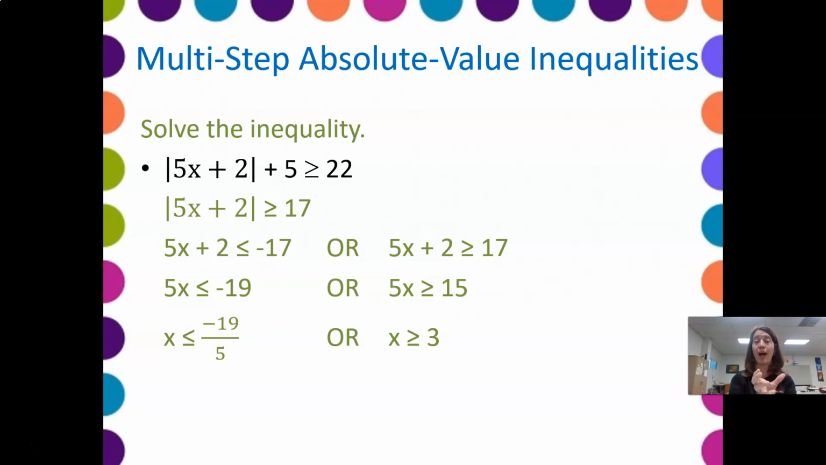If your absolute value is greater than a negative number. So these are the questions that had the negative number off to the right-hand side. Well, what's absolute value? It's distance, and distance is always positive. Are positive numbers bigger than negative numbers? Yes, that's always true. So that was an all real number. So if you're greater than a negative, it's all real numbers.